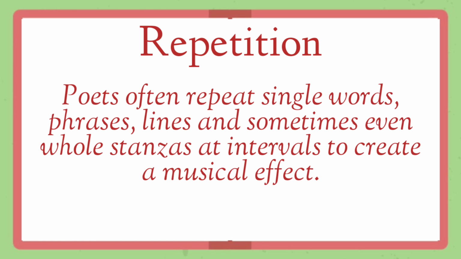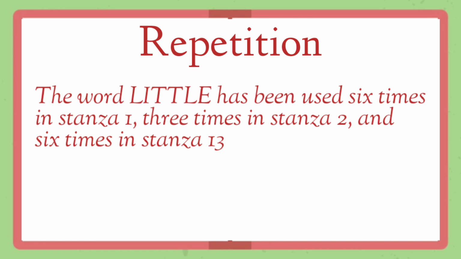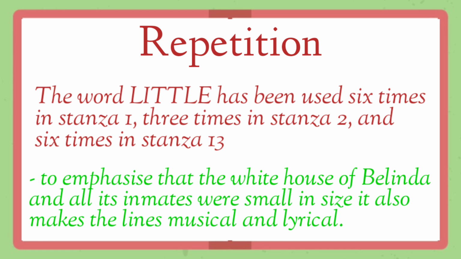Then the poet has also used repetition. Poets often repeat single words or phrases, lines, sometimes even whole stanzas at intervals to create a musical effect. The first example of repetition is that the word little has been used around 6 times in stanza 1, 3 times in stanza 2, and 6 times in stanza 13 to emphasize that the white house of Belinda and all its inmates were small in size. It also makes the lines musical and lyrical.